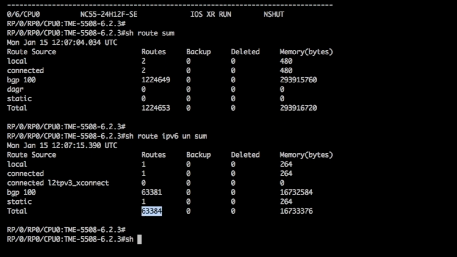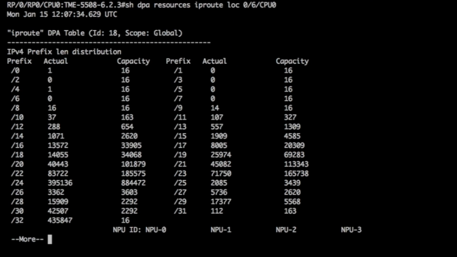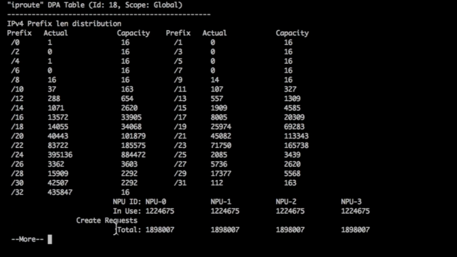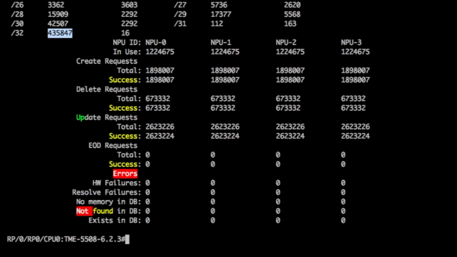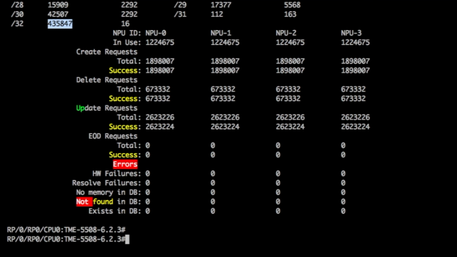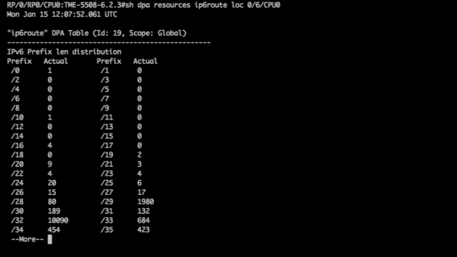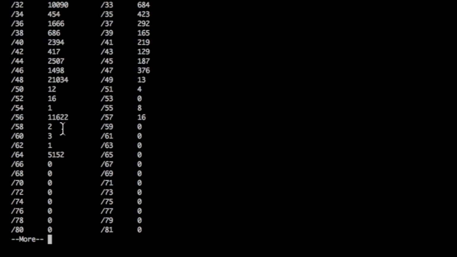A show dpa resource IP route and IP6 route is a very useful command to identify the way we are distributing the prefixes in terms of prefix length. Interesting to notice, we have 436,000 /32 v4 host routes. And we will repeat the same operation for IPv6. We see this time that the /48 is the largest population, and we have 21,000 of them.